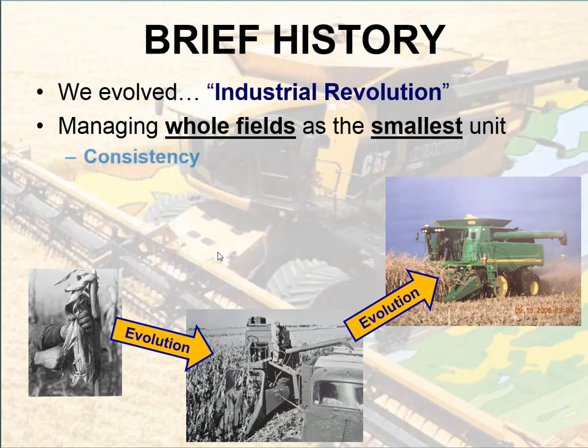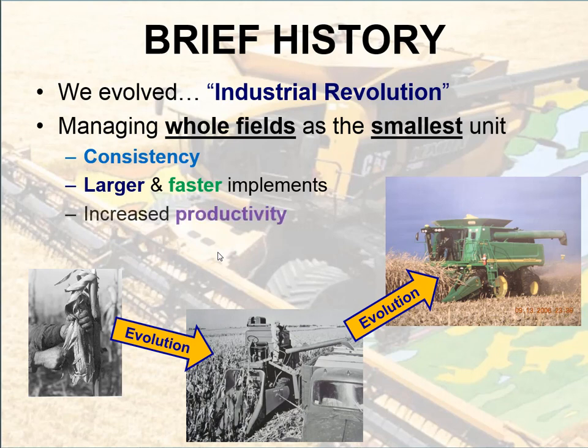And the reason why we did that, well, we needed consistency because we needed to grow our crops. So what came about was larger and faster implements that need to be consistent. We also increased our productivity. If you look over the years at what average yields for a lot of crops have been, they've gone up. And we have to take that into account. So we need those larger and faster implements.